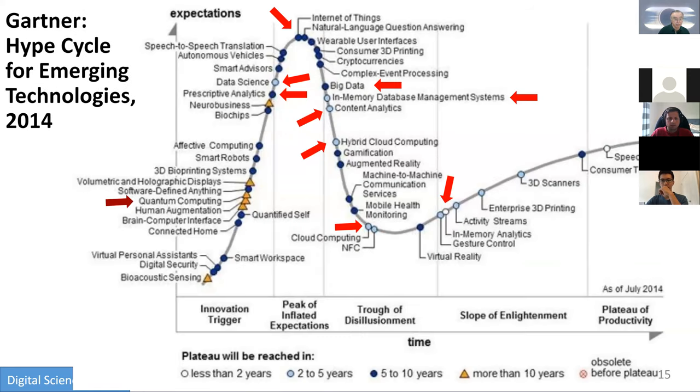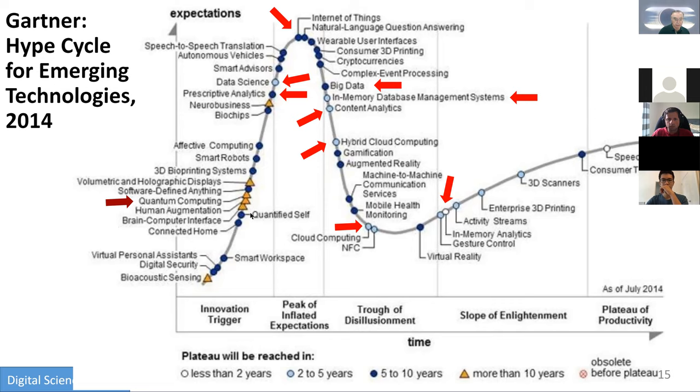Here is the beginning of this class, 2014. And interestingly, data science has entered the innovation level. And these other ones have something to do with AI, analytics, big data. Here's big data, just past the peak of inflated expectations. Here we have some technologies relevant to big data, in-memory database management systems. There are lots of those.